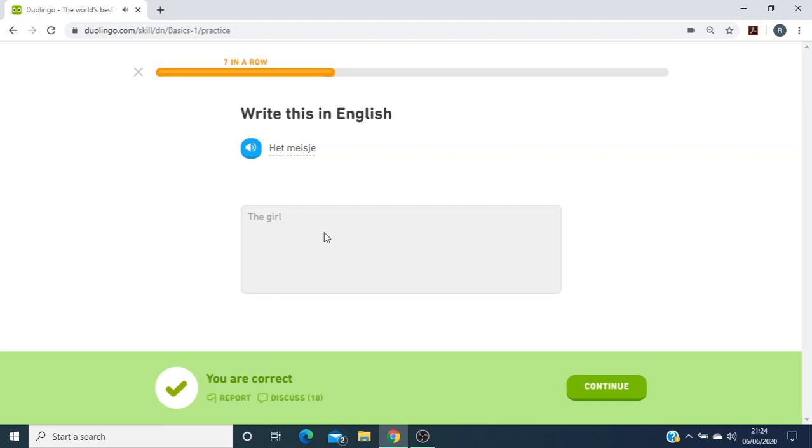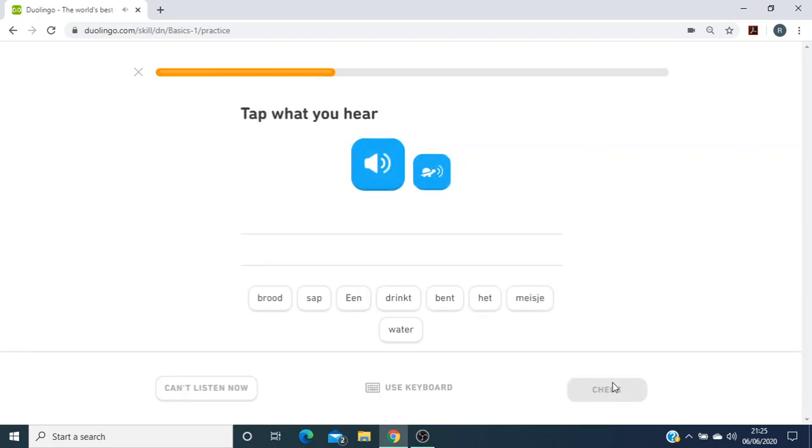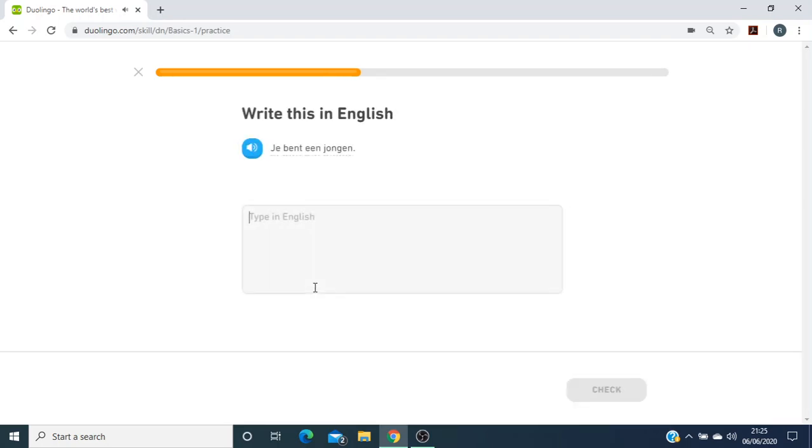And unusually, man, woman, child, they're all de words, but for some reason meisje, the word for a girl, is a het word. Een meisje drinkt sap. A girl drinks juice. Je bent een jongen. That's you are a boy.